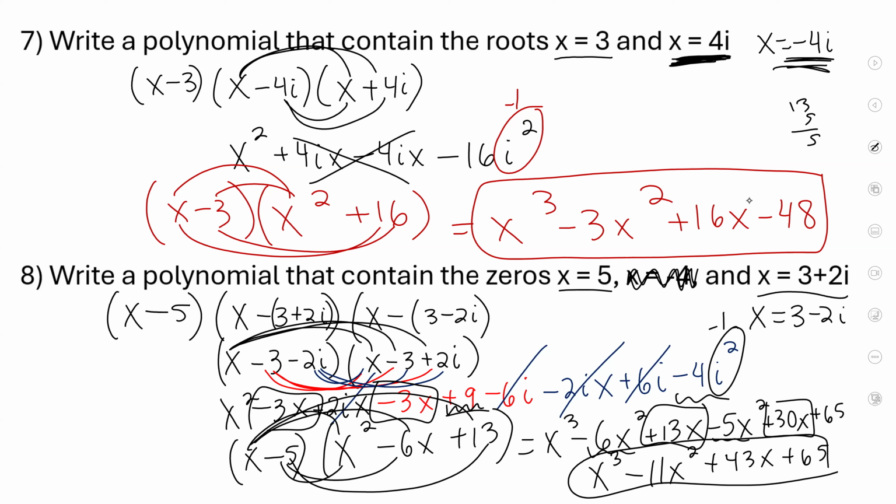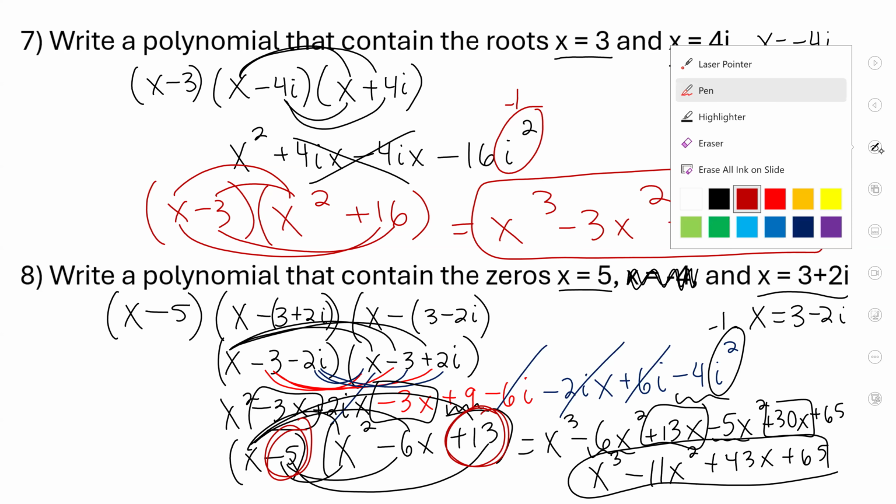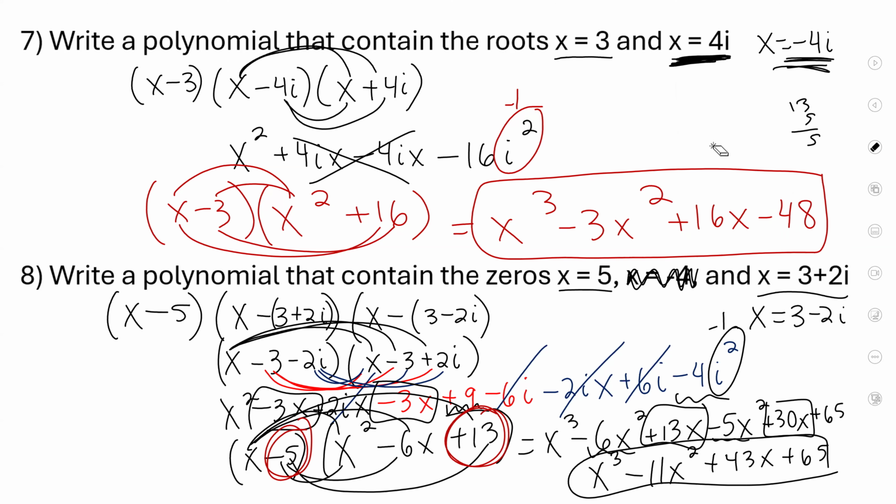Oh, real quick. -5 times positive 13. This should be a negative. This will be a -65. So let's fix that. There we go. And then add 30 plus 13, it's 43. Minus 11x squared minus 65. Yep. Okay, so this is your answer right down here.